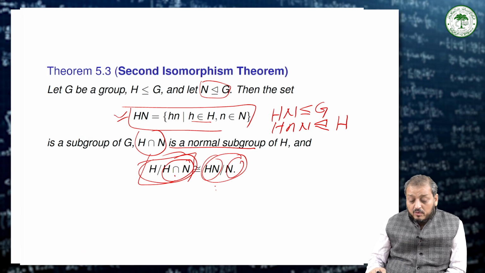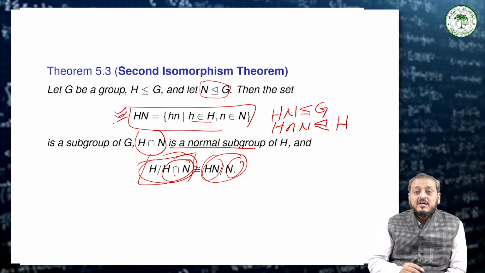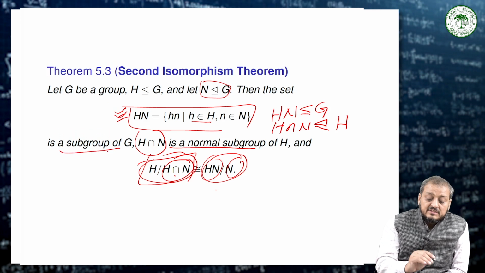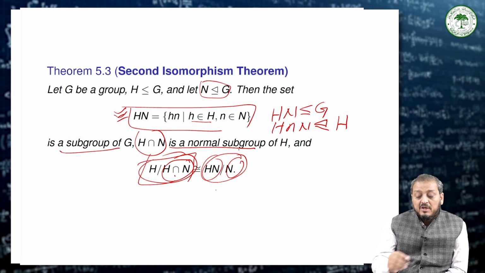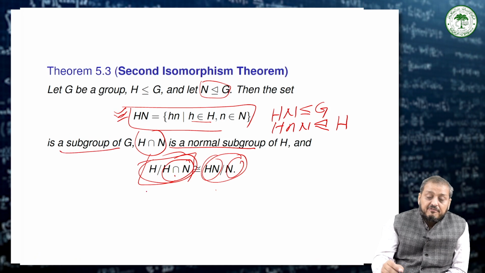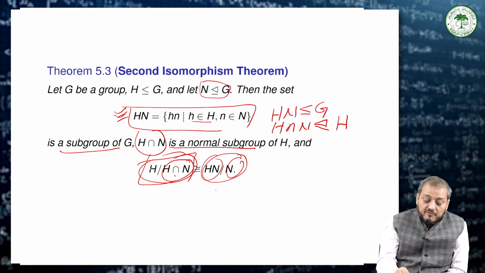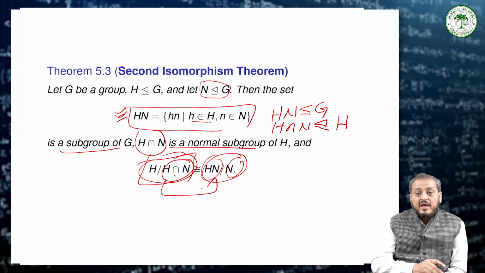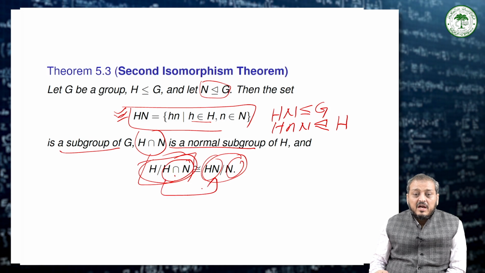So let us try to prove this. First we have to show that HN is a subgroup of G, and that H intersection N is a normal subgroup of H. Then we have to define a bijective homomorphism from the quotient group H over H intersection N to the quotient group HN over N, and this completes the proof. Okay, so let's start with the proof.